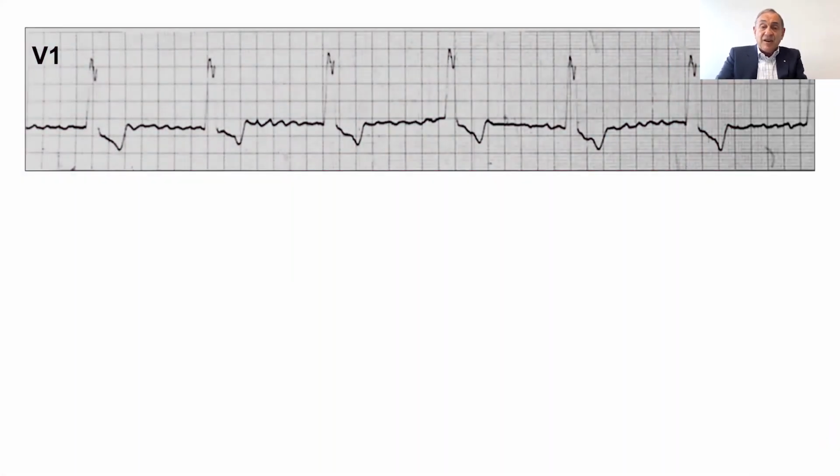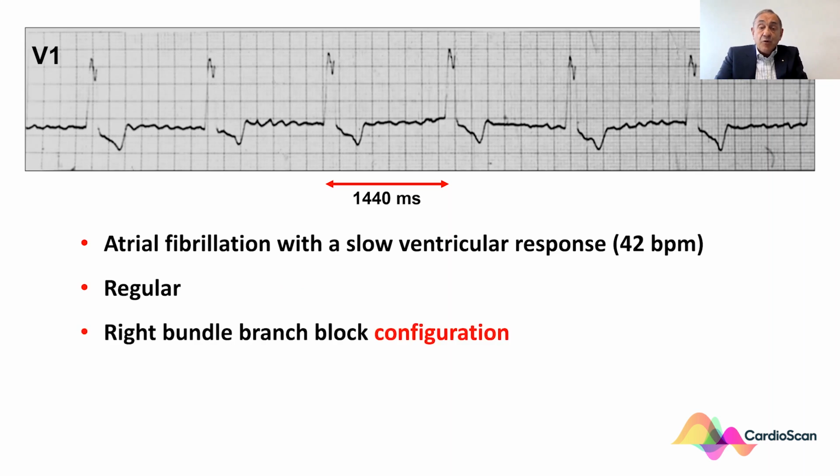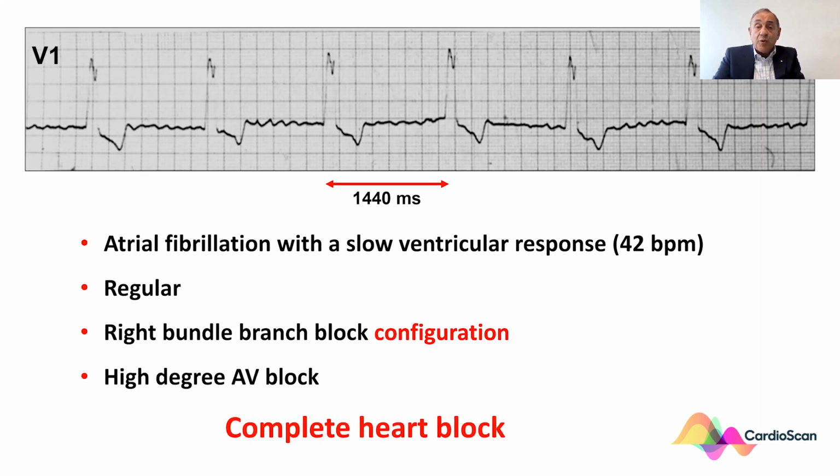Let's look at this electrocardiograph. It's V1 and it's a tall R wave and a broad QRS. The rate is approximately 42 beats per minute, and clearly it is atrial fibrillation with a slow ventricular response. As well as this, it's very regular, and there is a right bundle branch block configuration. This is clearly a high degree AV block, and we can comfortably call this atrial fibrillation with complete heart block.